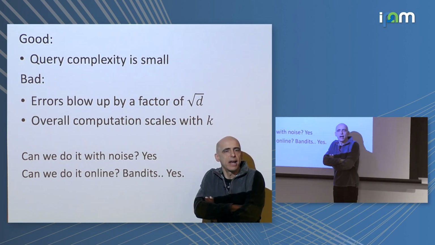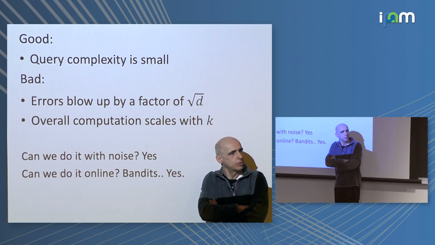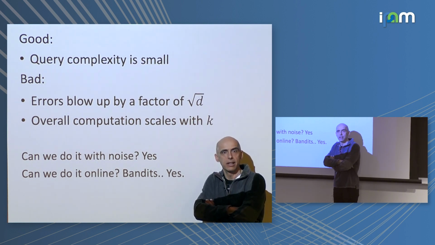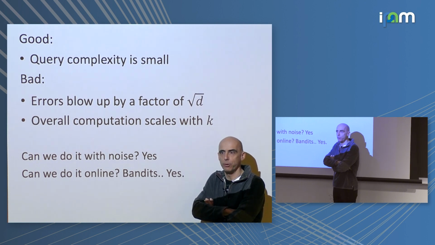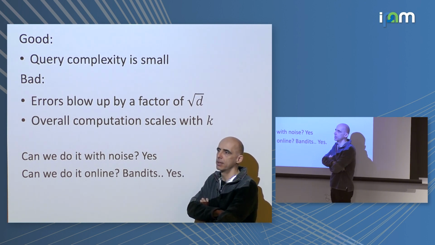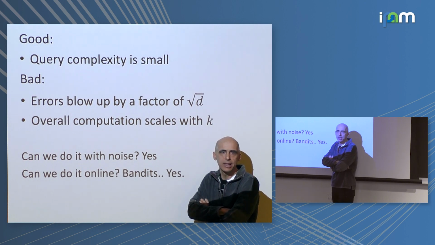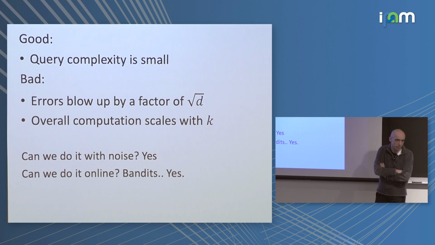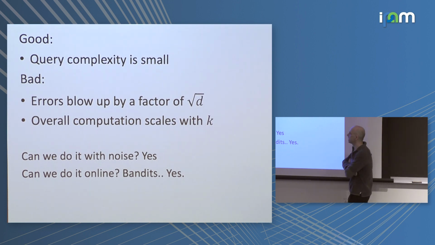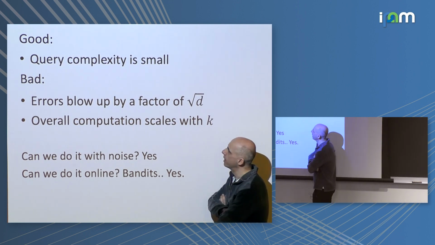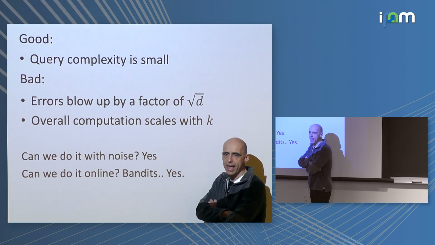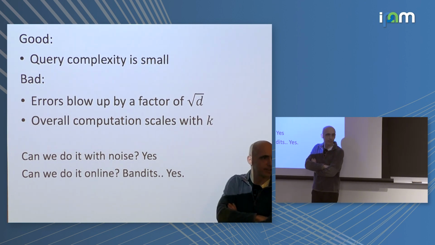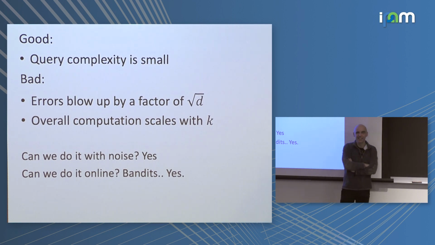But it won't blow up by more than square root d, so that's what I would say is a good thing. So there is an upper bound: for the worst features, the blow up is square root of d. Regardless of how you're choosing the features, and since you may not have any control over the features, this is actually pretty important. And then the overall computation is going to scale with the number of actions. So, can we do better?